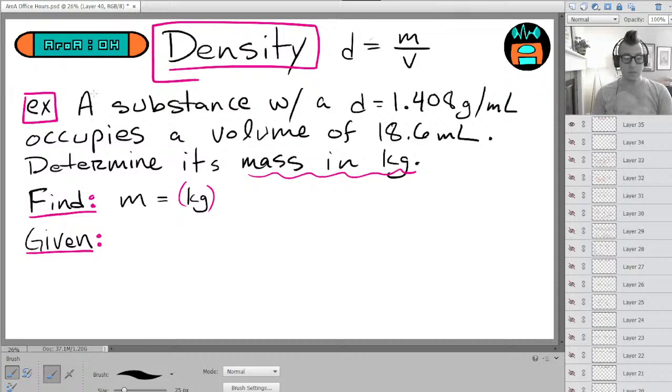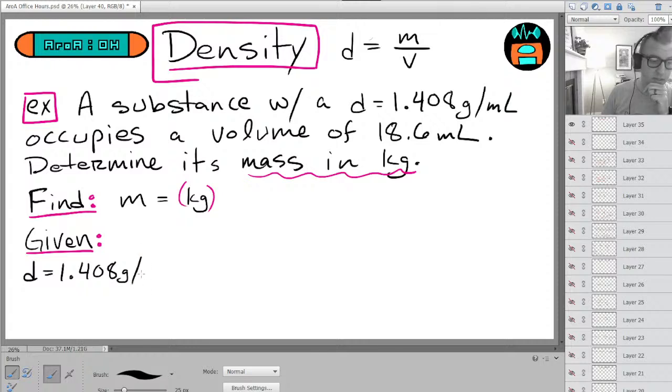All right, the first thing, so I'm reading the problem, a substance with a density. Okay, that's the first thing we're given. We're told that the density of the substance is 1.408 grams per milliliter. Now, I want to give you a tip. This is going to serve you well on almost every single problem you do in this class.